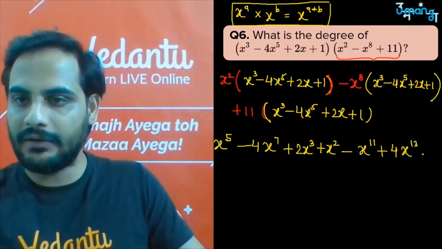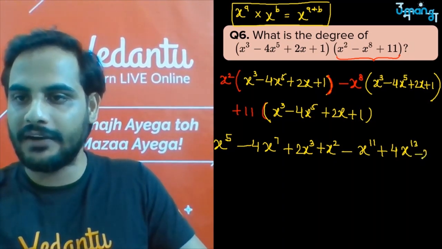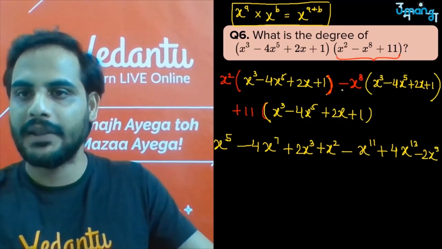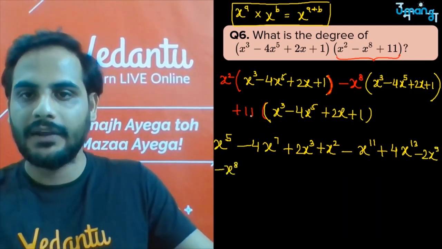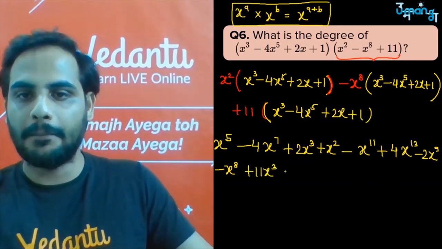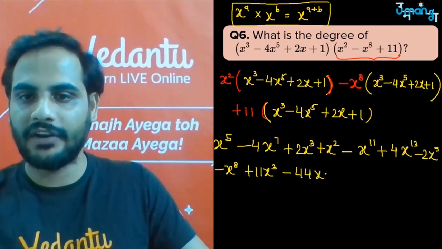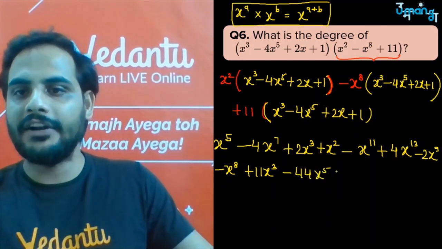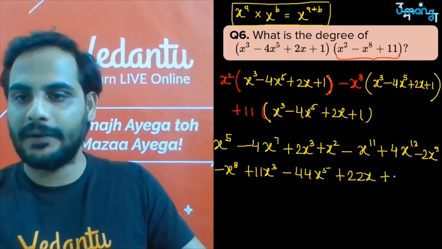So x raised to the power 13. Minus x raised to the power 8 minus 2x will give you minus 2x raised to the power 9. Minus x raised to the power 8 into 1 is minus x raised to the power 8. Then multiply here, plus 11x cube, minus 11 into 4 is minus 44x raised to the power 5. 11 into 2x is plus 22x, and 11 into 1 is plus 11.